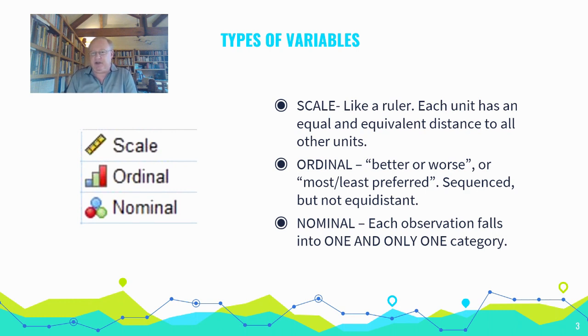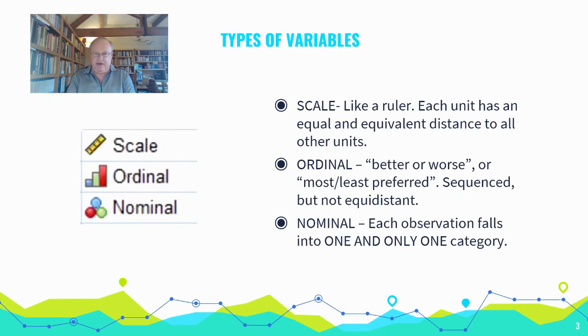The distance between quiet reading and speaking in a group is not the same as speaking in a group and speaking to one's partner. They're sequenced but not equal interval or distance. So that's ordinal. The last one that we get in packages like SPSS is nominal.